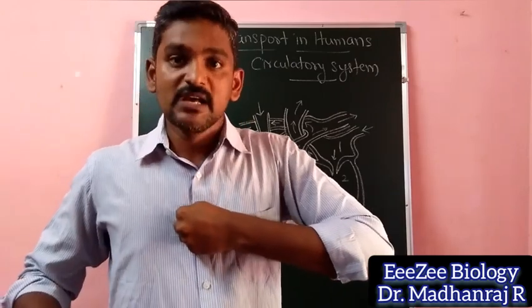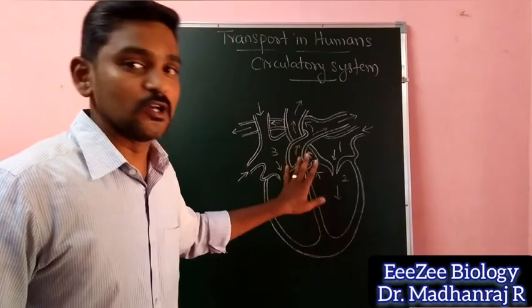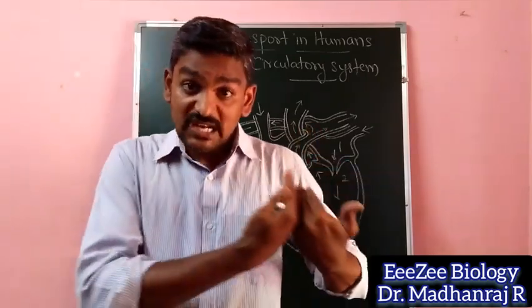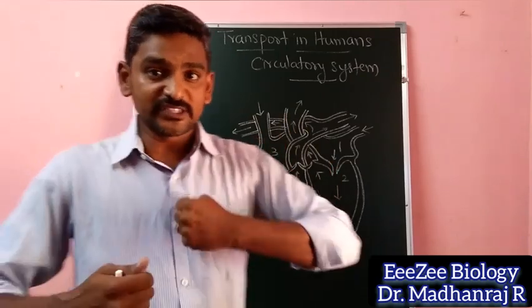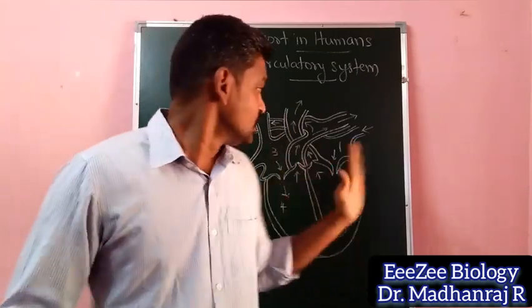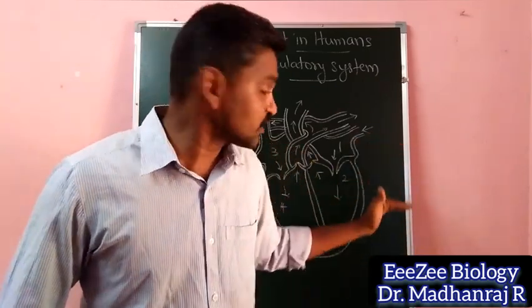So your heart will be like this, slightly tilted towards the left side. So this is the heart. So what are the 4 chambers? Towards the left side, so this is the left side and this is the right side of the heart. The left side of the heart consists of 2 chambers, one upper and another bottom.